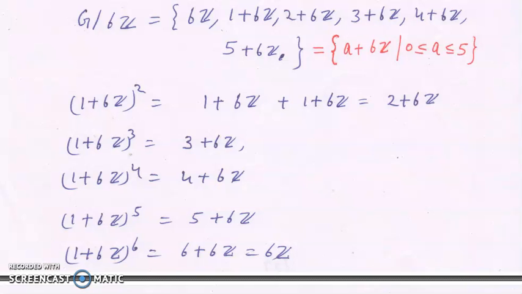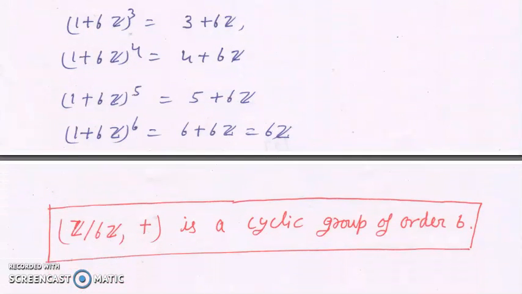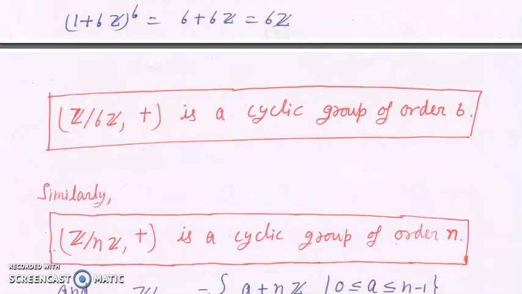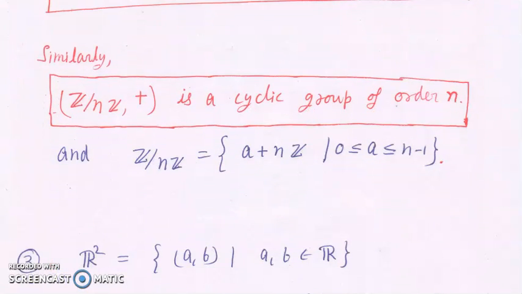So it means all the elements are powers of 1 + 6Z. So it is actually a cyclic group. So Z/6Z is a cyclic group of order 6. Similarly, if you talk about Z/nZ, then it is also a cyclic group of order n, and its elements will be of the form a + nZ, such that a varies from 0 to n - 1, and 1 + nZ you can take as one generator.